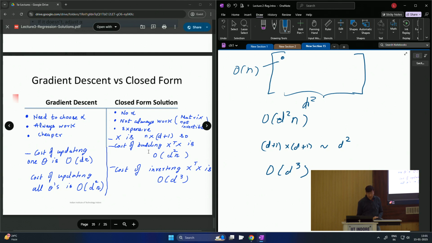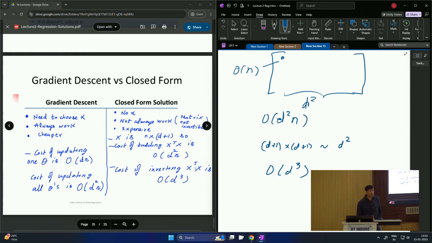Everybody agree? I'm sorry, it's order d cube plus order d square n, depending on whether n or d is larger. I can't drop the d square n if n is a million and d is 100, let's say. But if d becomes 100,000 and n is also 200,000, approximately the same, then this cost will dominate. Yes or no? Everybody with me? Okay.